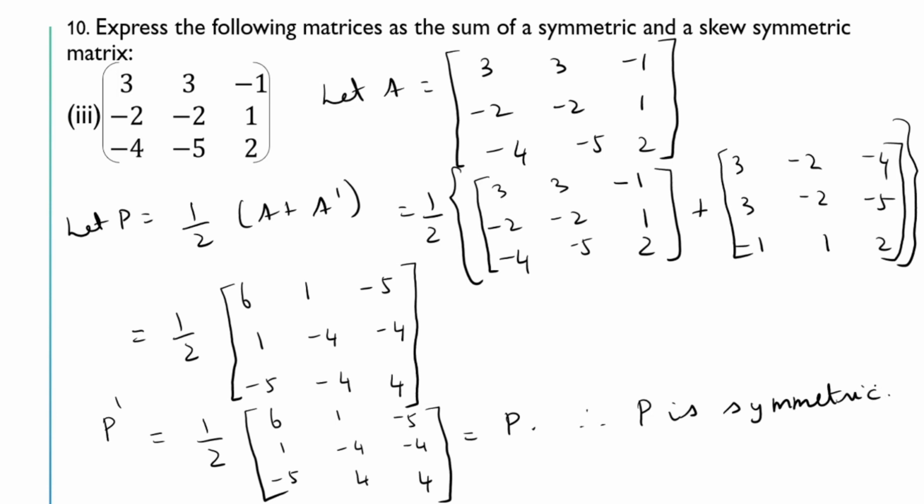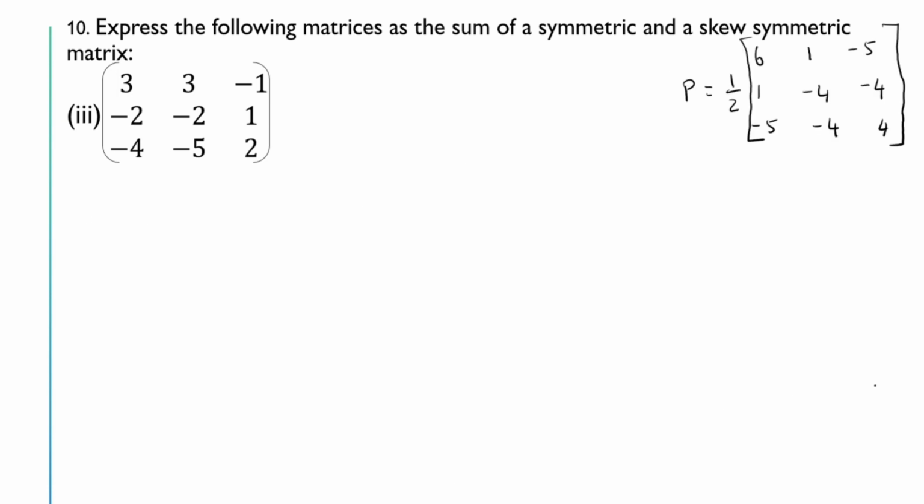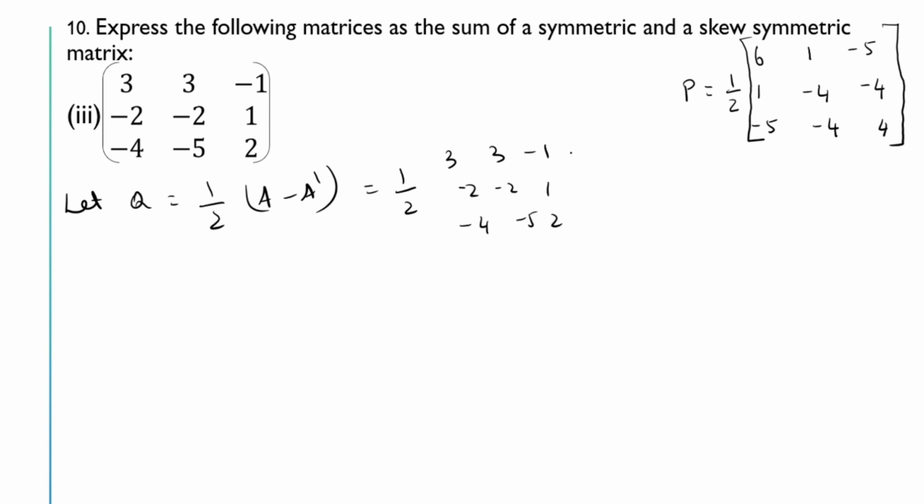Now we will find Q. Let us keep P as it is. Now let Q be equal to half of A minus A transpose. So this is equal to half of A is minus 2, minus 2, 1, minus 4, minus 5, 2, minus A transpose.